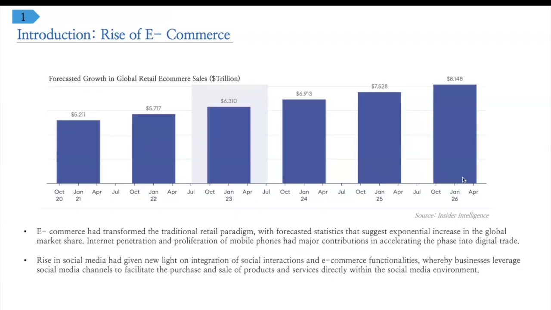To begin with, e-commerce has transformed the traditional retail paradigm, with forecasted statistics that suggest an exponential increase in the global market share. Internet development and proliferation of mobile phones had major contributions in accelerating the phase into digital trade. Rise in social media had given new light on integration of social interactions and e-commerce functionalities, whereby businesses leverage social media channels to facilitate the purchase and sale of products and services directly within the social media environment.